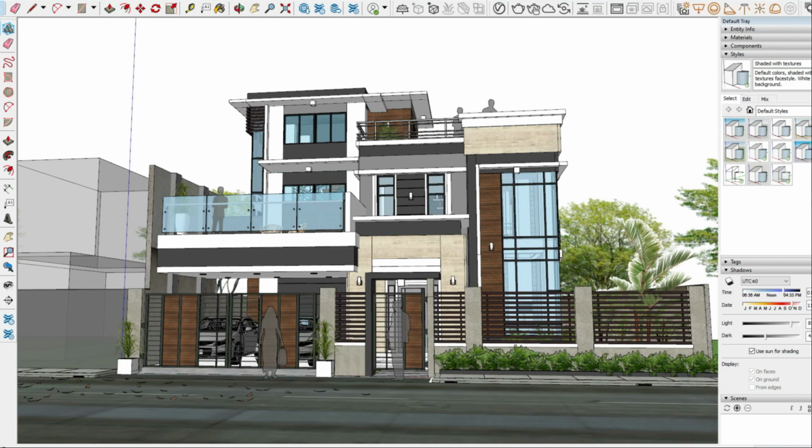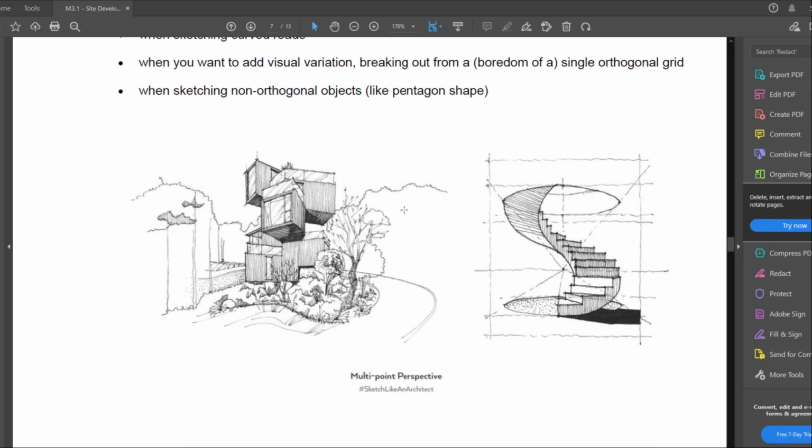So magamit kita sa multi-point perspective when the objects in our scene don't lie in the same orthogonal grid or when sketching curved roads. So kung curve ang aton nga roads nga ginaobra, so multi-point perspective ang aton ginagamit. Or when you want to add visual variation, so breaking out from the boredom of a single orthogonal grid. And the last one is when sketching non-orthogonal objects like pentagon shapes. So muni ang examples ng aton nga multi-point perspective.